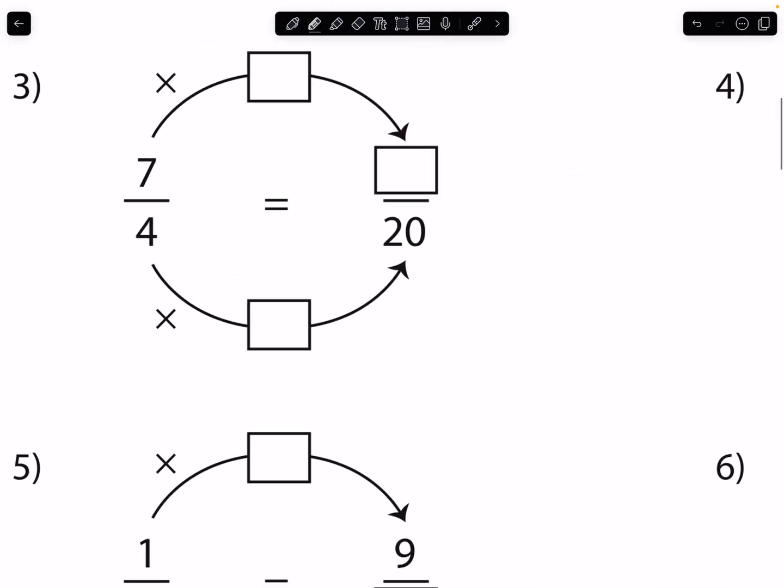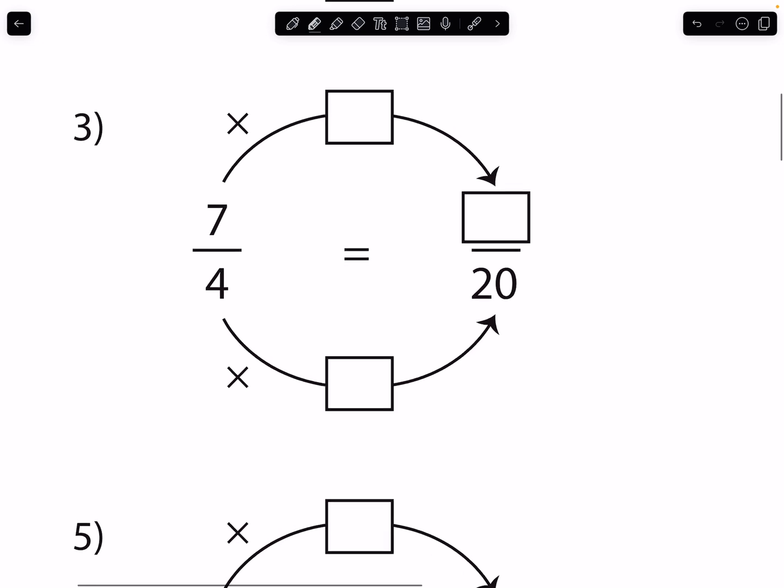We're going to do the same thing to number 3. You guys push pause, use your multiplication charts if you need to, and then come back and check your answer.